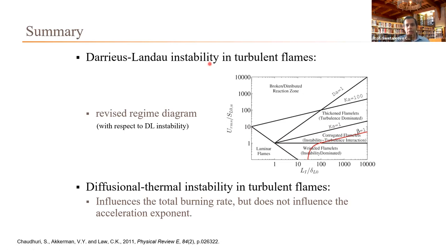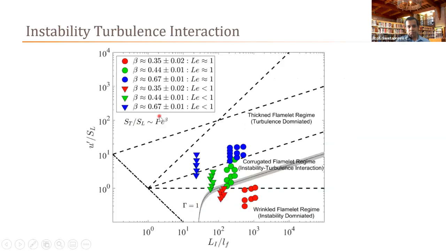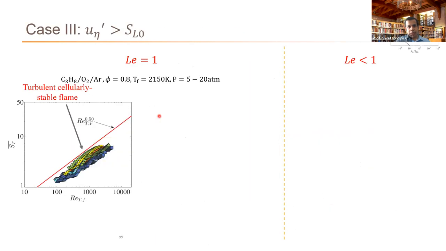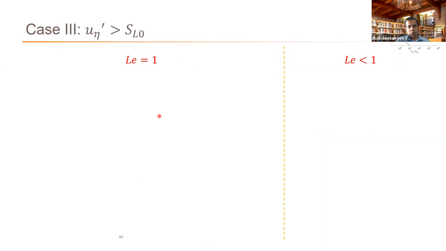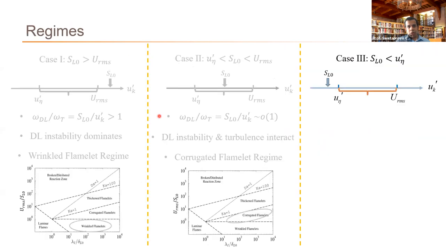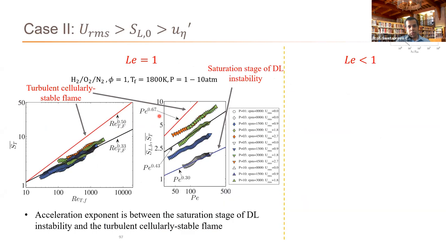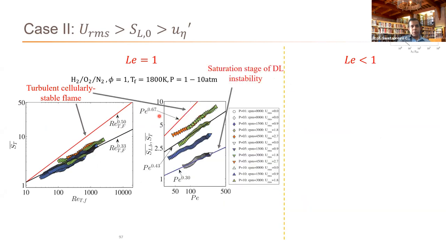Are there also investigations on the border between instability turbulence interaction and the turbulence dominated? Yes, so you can find this here. This is essentially the state which is the transition regime, okay?